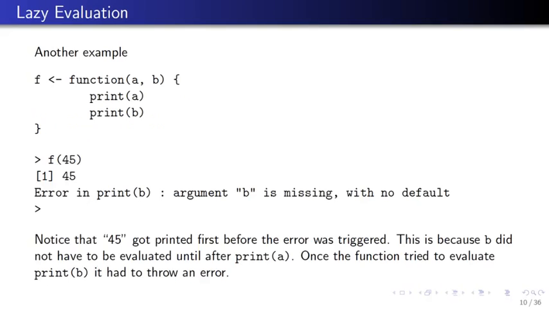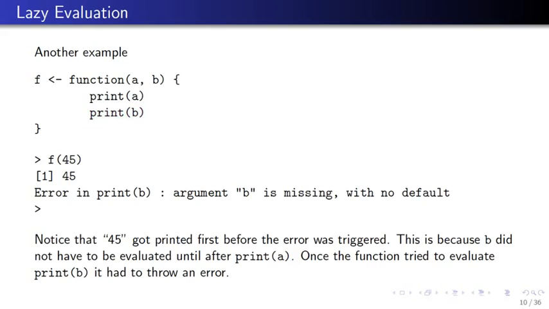Here's another example of a function that's only slightly more complicated than the previous one. This function takes arguments a and b, but now it prints out a and it prints out b. When I call f of 45, look what happens. I get an error that says in print b, argument b is missing. What happened is that it printed out 45, because 45 was matched to the argument a, so there was no error on the first line of the function. But when it got to the second line, it had to evaluate the argument b, and because b had no value assigned to it and no default value, an error had to occur.